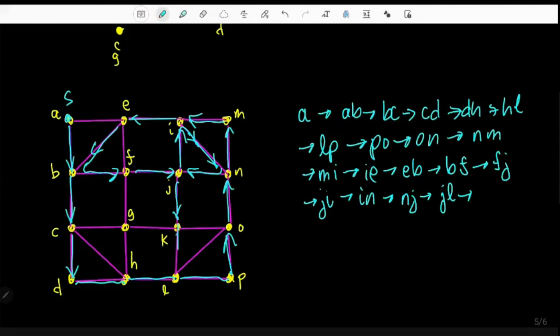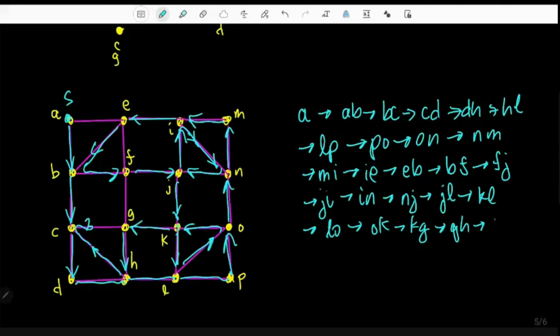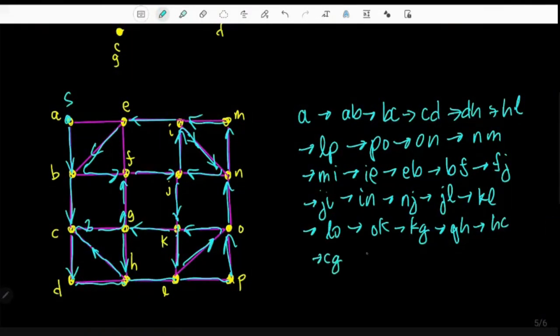So if I go to L, so that's KL, and then I go to LO, and then from LO, I have no choice but to go to K, and then from K, I have no choice again to go to G. Now, from G, I can go only to C or H because GF is now a bridge. So let me go down to H, and then to HC, and then to CG, GF, FE, and finally back to A. Okay? So that's our Eulerian Trail.